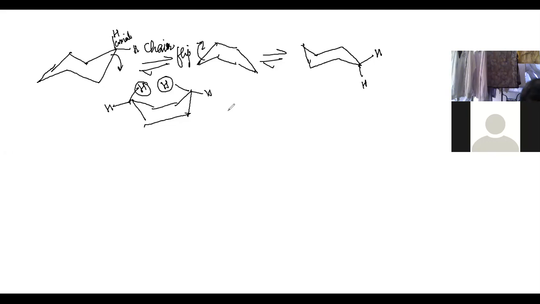And one more thing. Here you can see this hydrogen and this hydrogen. These are the axial hydrogens. They are very close to each other compared to equatorial hydrogens, and therefore they have a repulsive force. This is what is called 1,3 diaxial interaction.